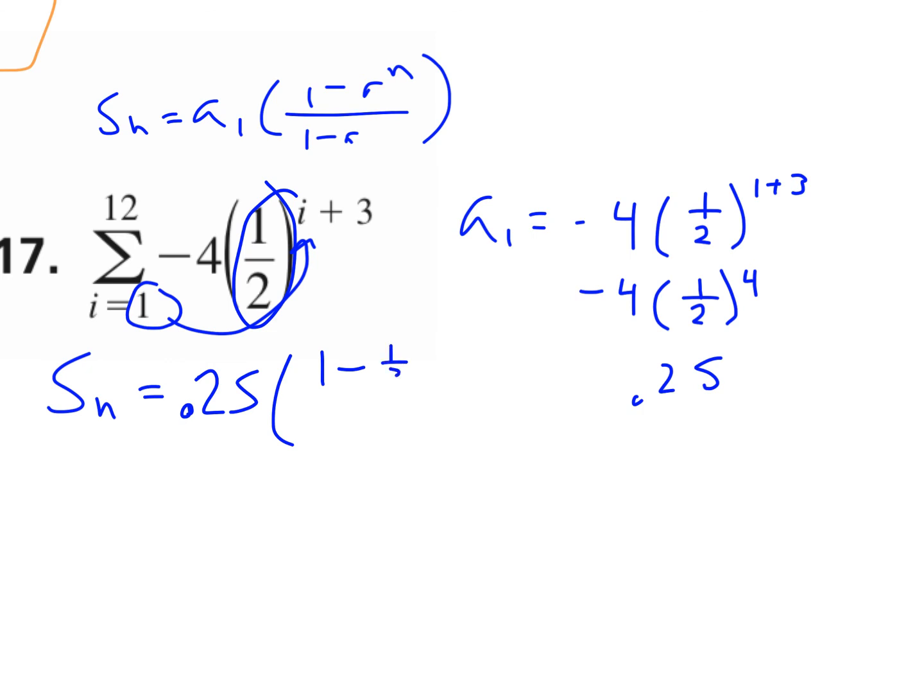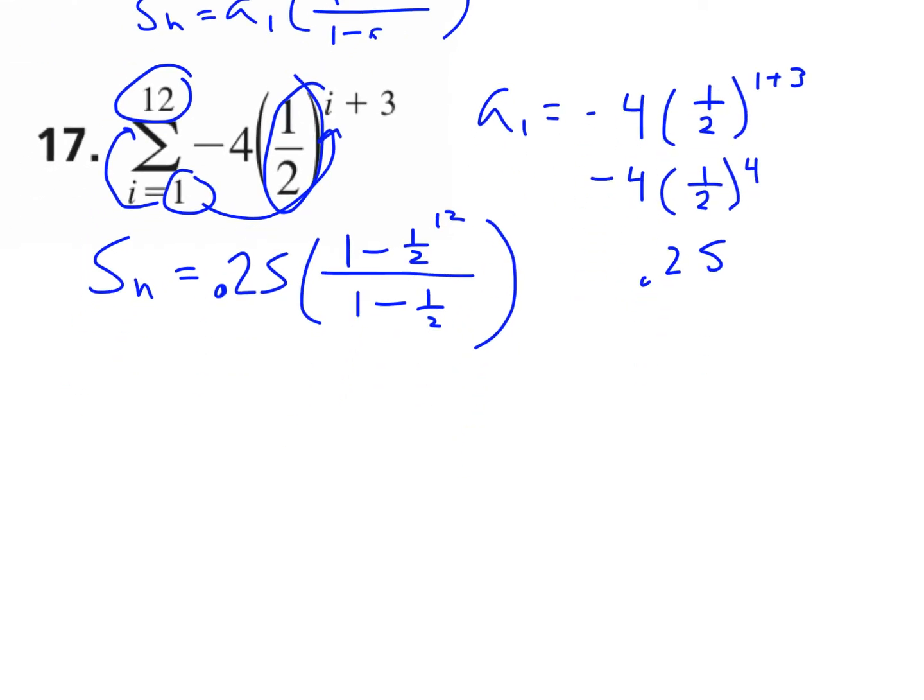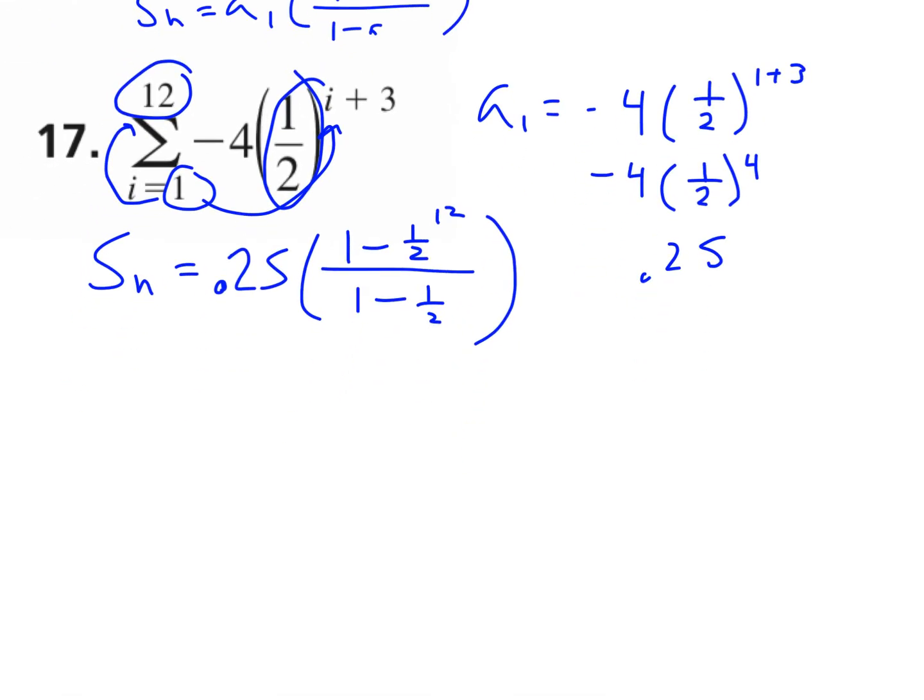So 1/2. N is the number of terms. So we're going from 1 to 12. So we have 12 numbers here. Divided by 1 minus 1/2. So 1/2 to the power of 12. 1 minus that number would be 0.99975. We want to keep it in the calculator so we get the most exact answer as possible.